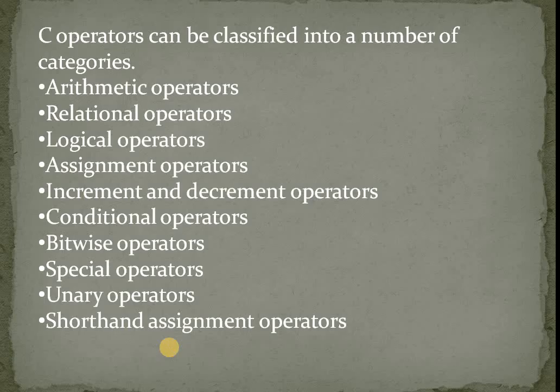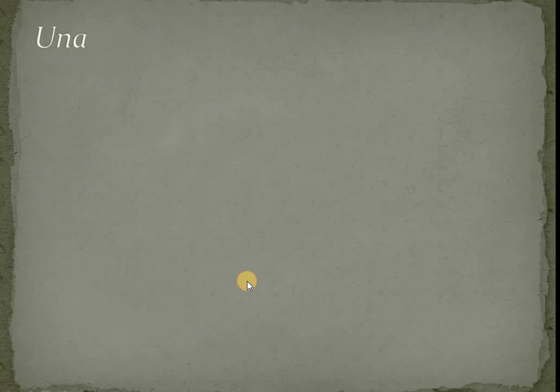C operators can be classified into a number of categories. Now in C there are different types of operators: arithmetic operators, relational operators, logical operators, assignment operators, increment and decrement operators, conditional operators, bitwise operators, special operators, unary operators and shorthand assignment operators. Now we shall see each of these operators in detail.